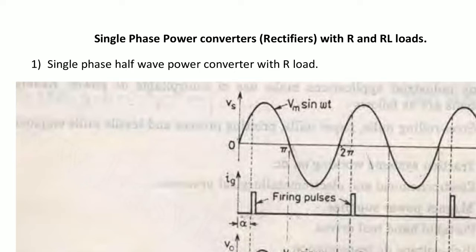The second one is single phase half wave power converter with RL load. The third one is single phase full wave converter. In that type there are total two structures in the circuit diagram. The first one is the midpoint converter and the second one is the bridge type converter.